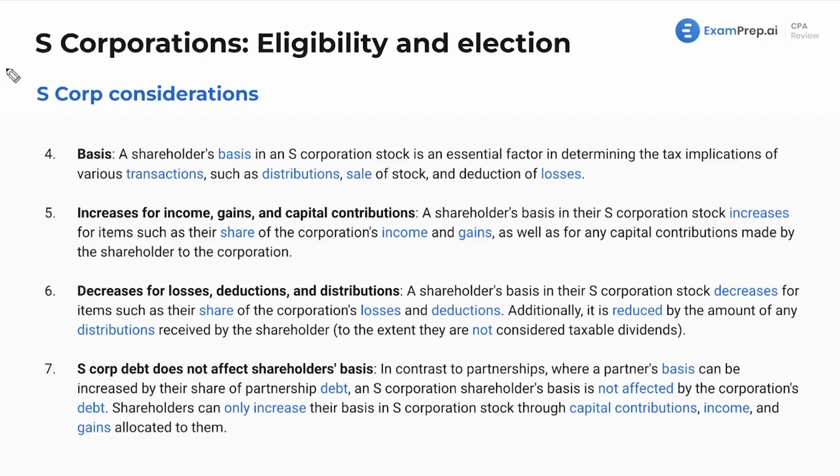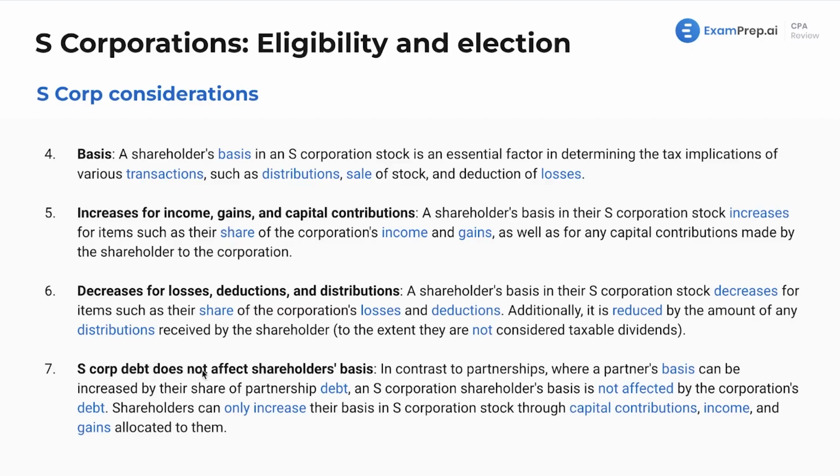Going through here, basis. A shareholder's basis in S Corp stock is an essential factor, and we'll have many questions between this lesson and the next, in determining the tax implications of various transactions, such as distributions, sale of stock, and deduction of losses. Dealing more with the basis, it's going to increase for income, gains, and capital contributions. It's going to decrease for losses, deductions, and distributions. We're going to see this significantly through examples, and this is quite similar to how it works for partnerships as well, with some slight differences, mostly revolving around liabilities.